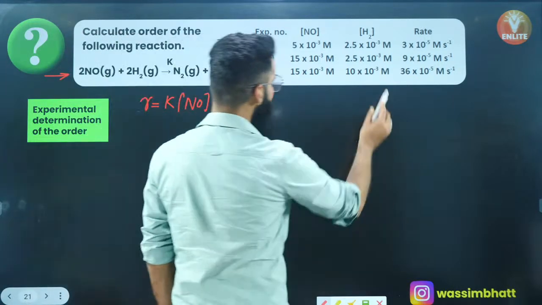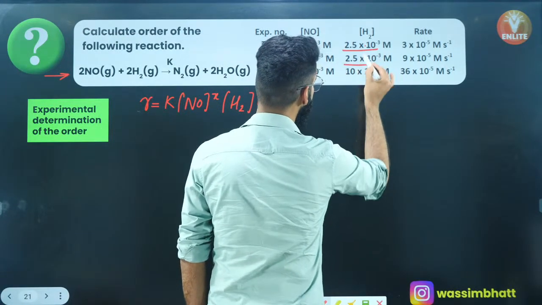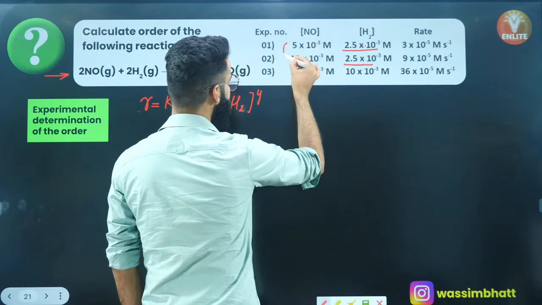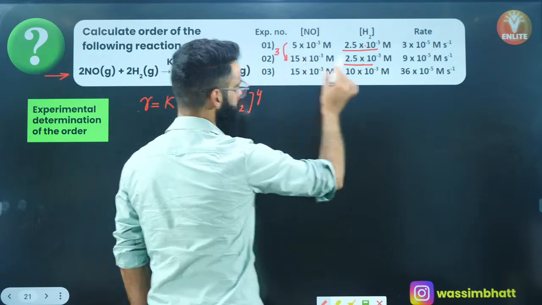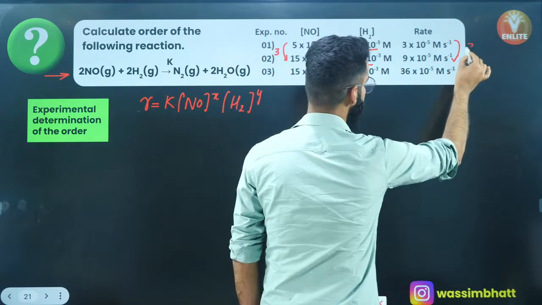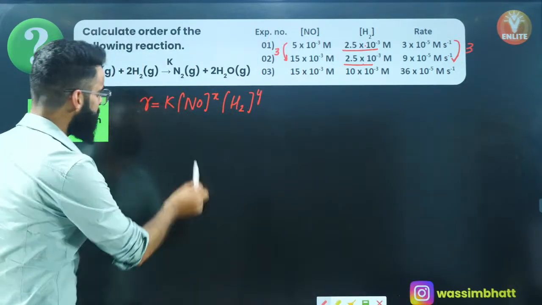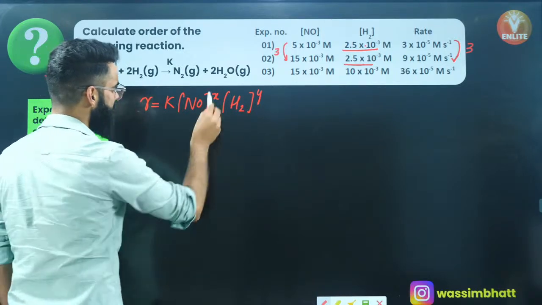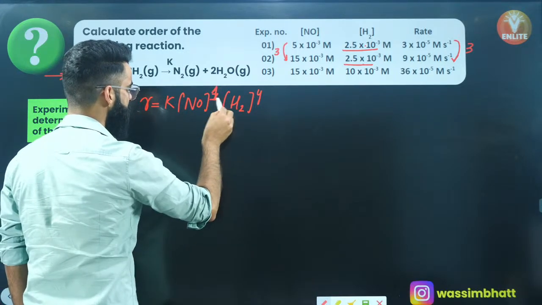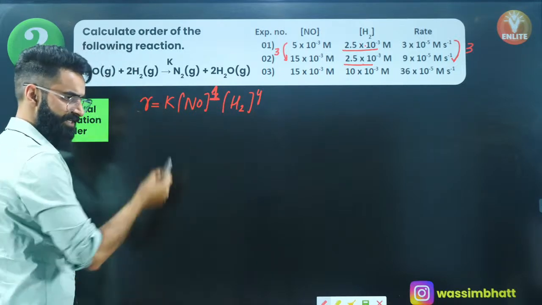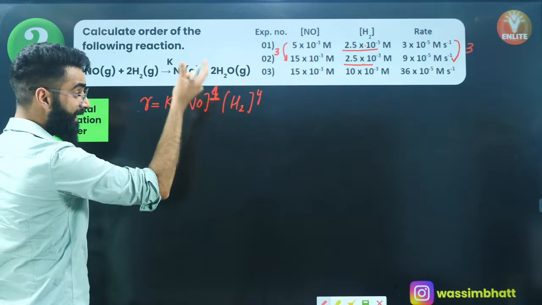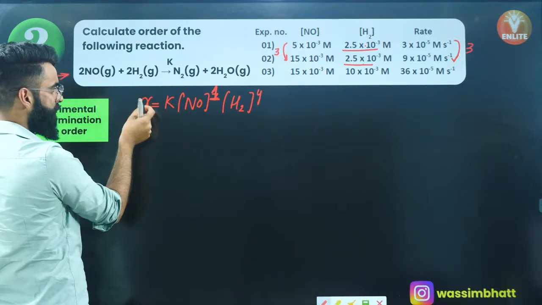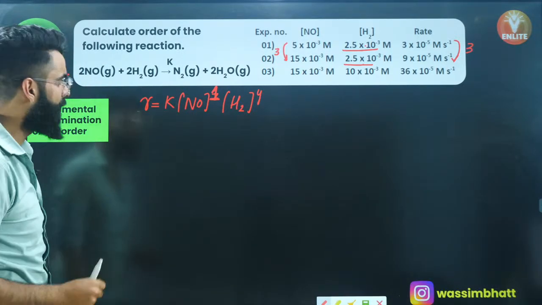Now we will have a look. In the first two experiments, the concentration of H2 is kept same, and concentration of NO is increased 3 times. And what is happening to the rate of reaction? Rate of reaction is also increasing 3 times. So on increasing the concentration of NO 3 times, rate of reaction is also increasing 3 times. That means the power has to be 1. That means this power has to be 1, right? Because it's mentioned in the question. I just looked at the experiments. On increasing the concentration of NO 3 times, the rate is also becoming 3 times, right? So power of NO has to be 1.